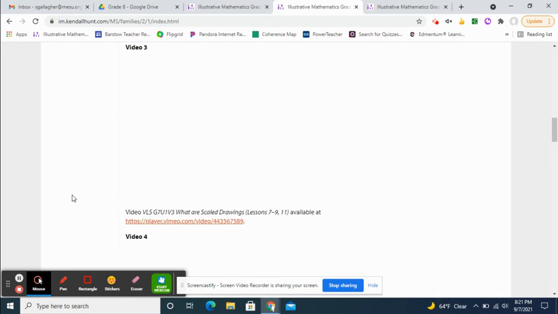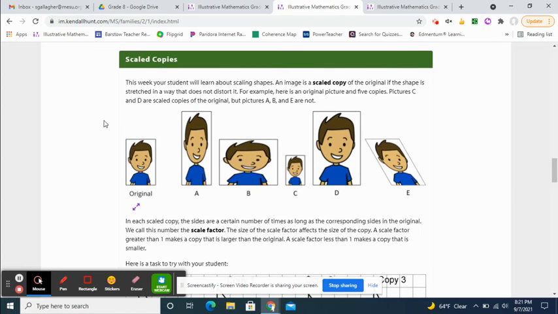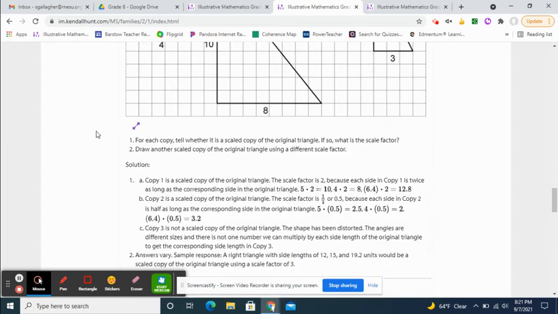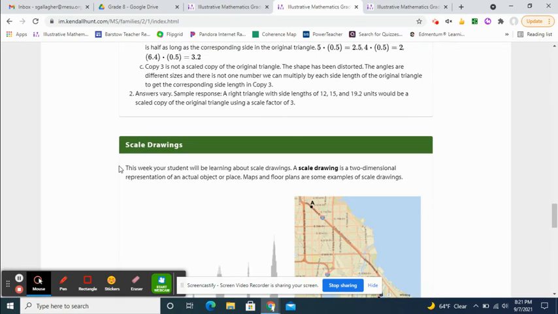If you scroll down past the videos, you'll see this is where some explanation in written form of what the unit is going to be about comes in. So it's kind of separated into these different headings. There's scaled copies. If I scroll down, scaled drawings. As soon as my page loads, I can scroll down farther. There'll be another green heading.